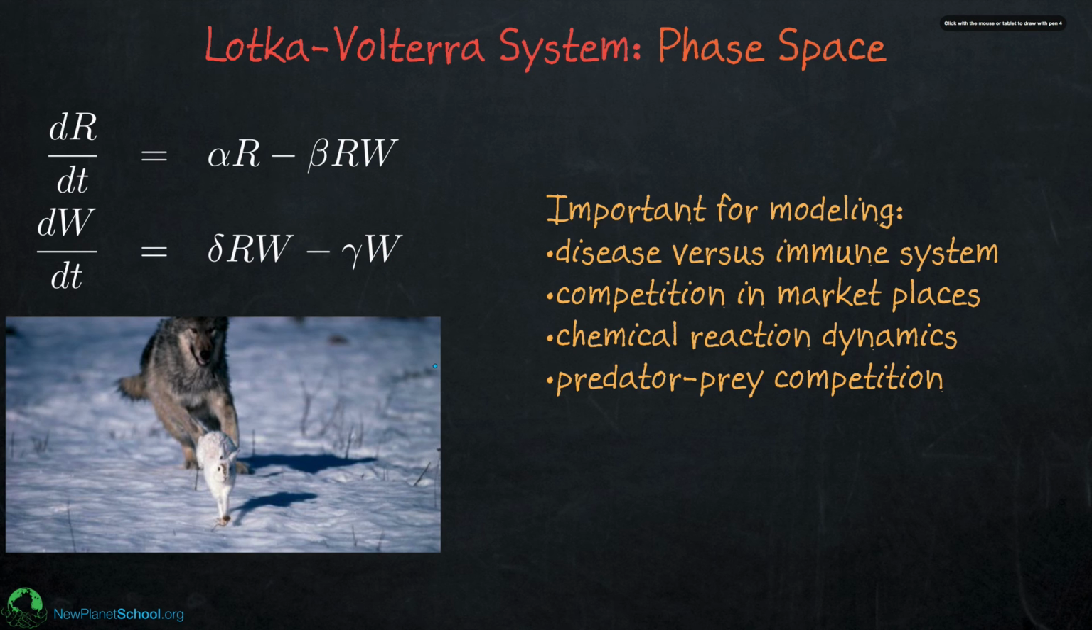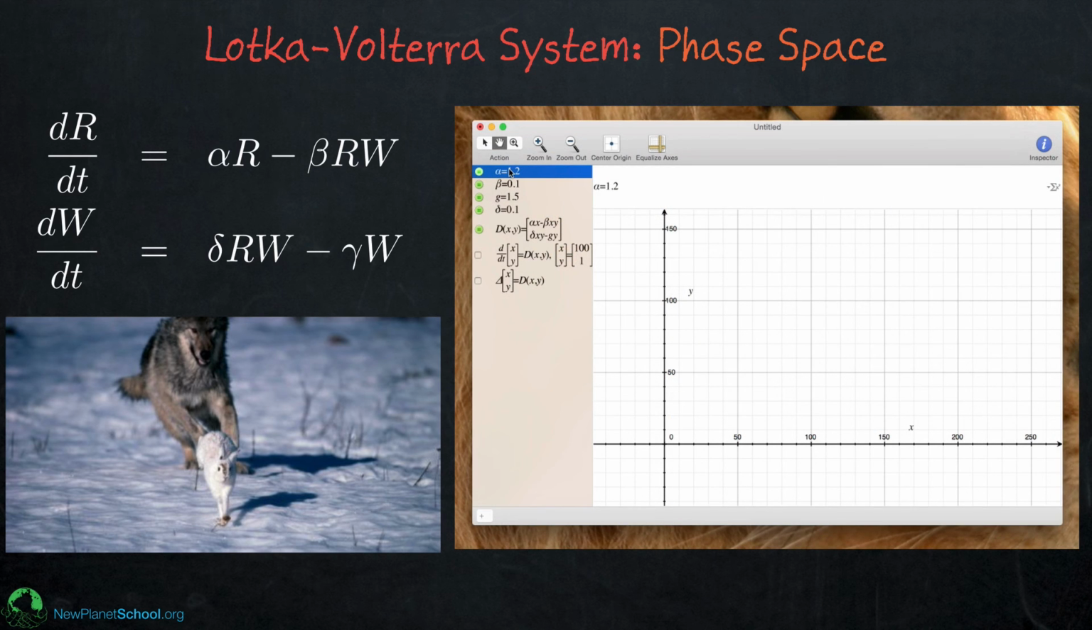So in nonlinear dynamics, we often want to plot in what's called phase space. We don't want to know necessarily how R varies with T or how W varies with T. We want to know how R varies with W. And when we plot R versus W, as T is varying implicitly, that's called phase space. So let's see how that works. Here I've already typed everything in just to save you some time.